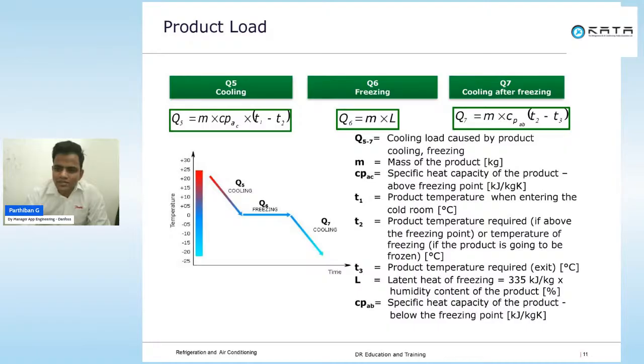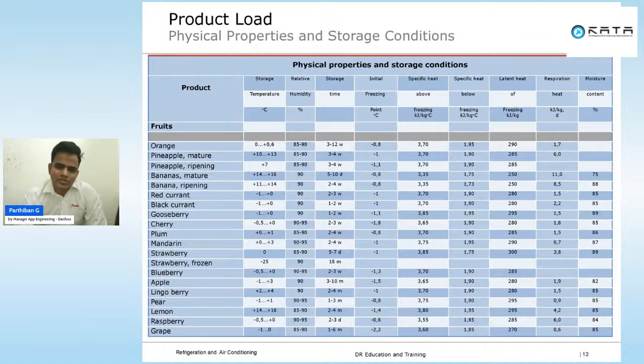So M is the mass, and CP is the specific heat of the product below freezing point. Here we have the majority of the data, but we don't have two data: the CP of the material above freezing point and the CP of the material below freezing point. So how to get this value? This is a table which I generally refer to for the data, but it's available in history and books. You can refer and take it.